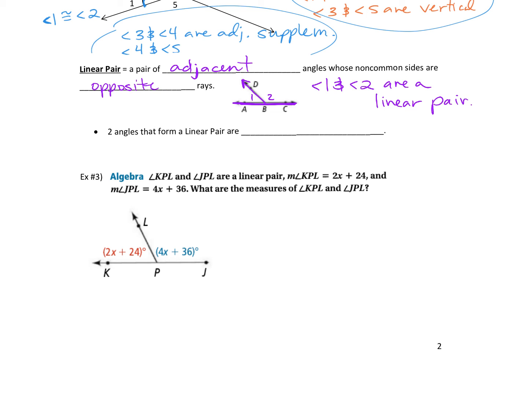What is true of two angles that form a linear pair? We've kind of talked about it already. They're supplementary. Yeah. When two angles form a linear pair, they are going to add up to 180. So two angles that form a linear pair are supplementary.